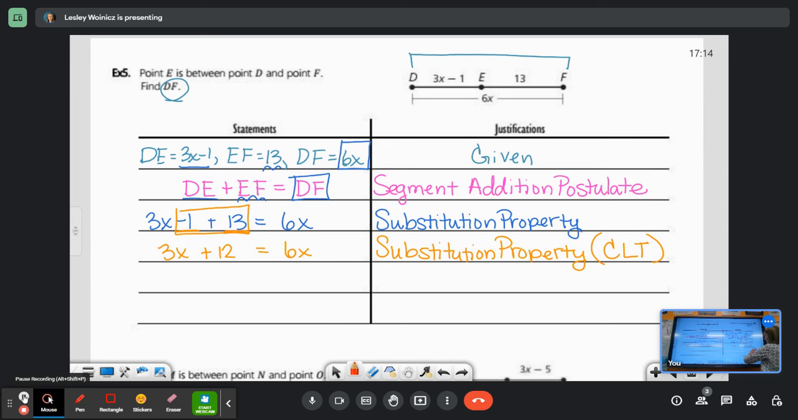They're on both sides. So the fastest way to get x's alone is to subtract away the 3x from both sides. So let's do that. Subtract 3x, subtract 3x. These cancel, and I get 12 equals 6x minus 3x equals 3x. That was the subtraction property of equality.